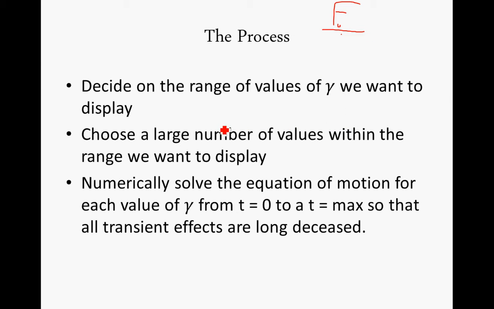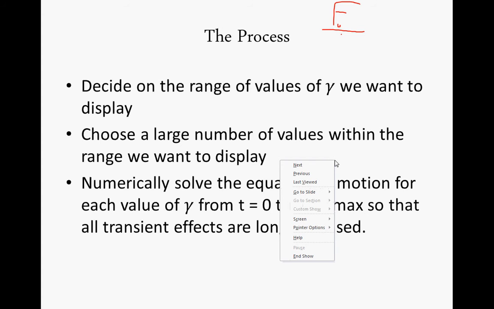And then we want to choose a large number of values within this range that we want to display. So say we're evaluating gamma from 1 to 2 and we pick 1,000 values within that range. So we're going to be evaluating phi at gamma of 2.0000, and gamma of 2 and 1/1000th, and gamma of 2 and 2/1000th, and so on until gamma of 3. And then we want to numerically solve the equations of motion for each value of gamma from t naught to t max so that all of the transient effects are long since passed.